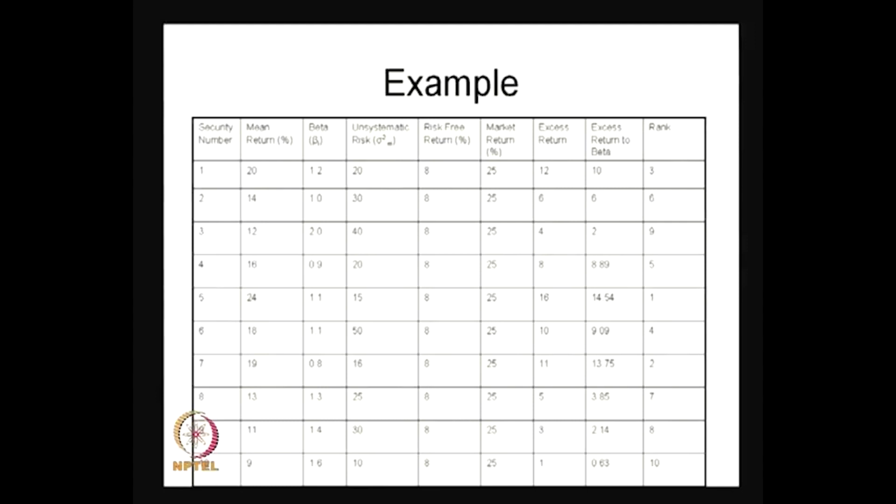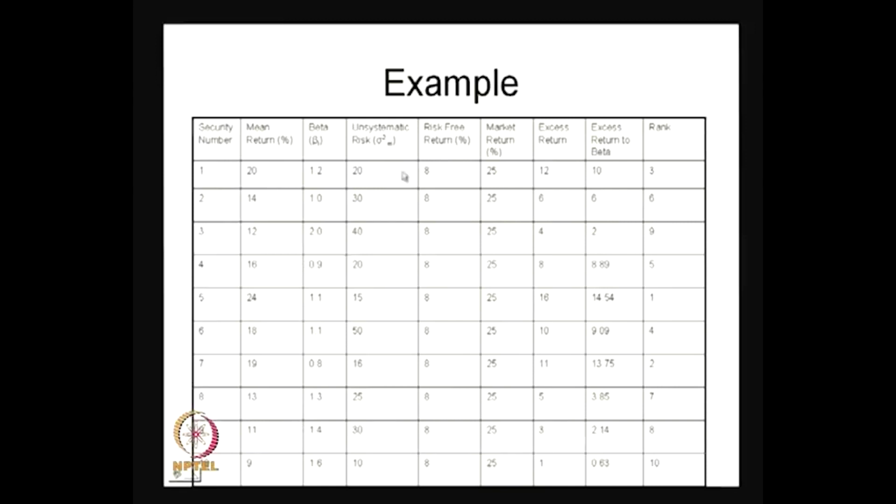In our universe we have 10 assets or 10 stocks: 1, 2, 3, 4, 5, 6, 7, 8, 9, 10. These are the security numbers, or the number of stocks which are available. These are the returns in a particular month or time period, the average return we are getting from these different securities. First is 20%, 14%, 12%, 16, 24, 18, like that. Then these are the betas, and we already know how to calculate the beta. So this is the beta calculated for the individual stocks.